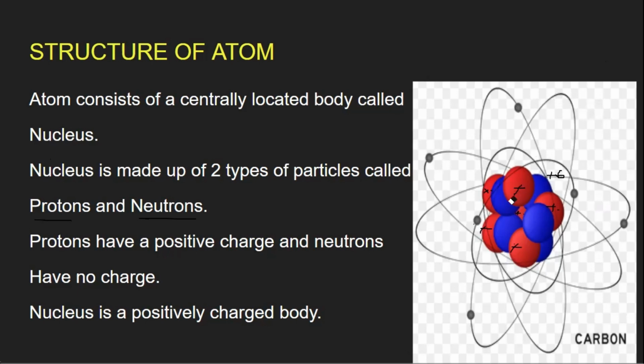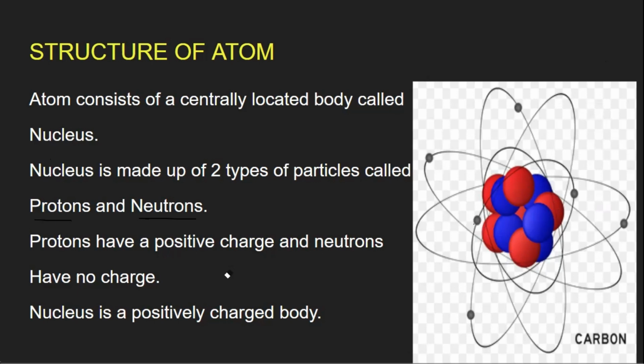So again, what is an atom? A very tiny particle of which everything is made up. It consists of a centrally located body, which is called the nucleus. The nucleus is made up of two types of particles, protons and neutrons. Each proton has a +1 charge. Neutrons do not have any charge. So the nucleus as a whole is a positively charged body.